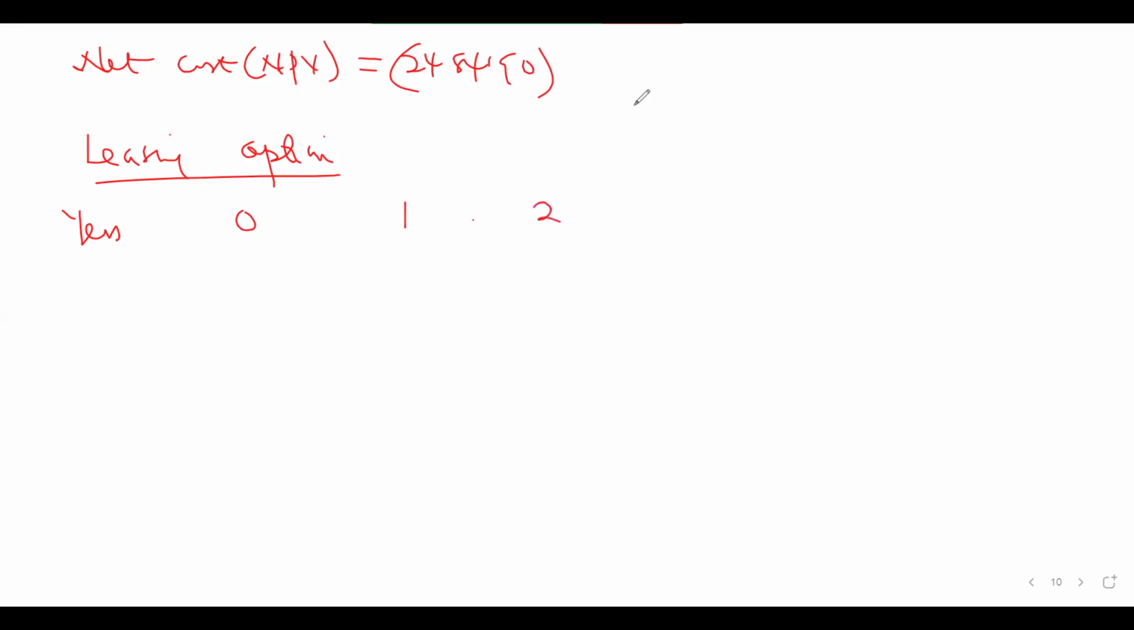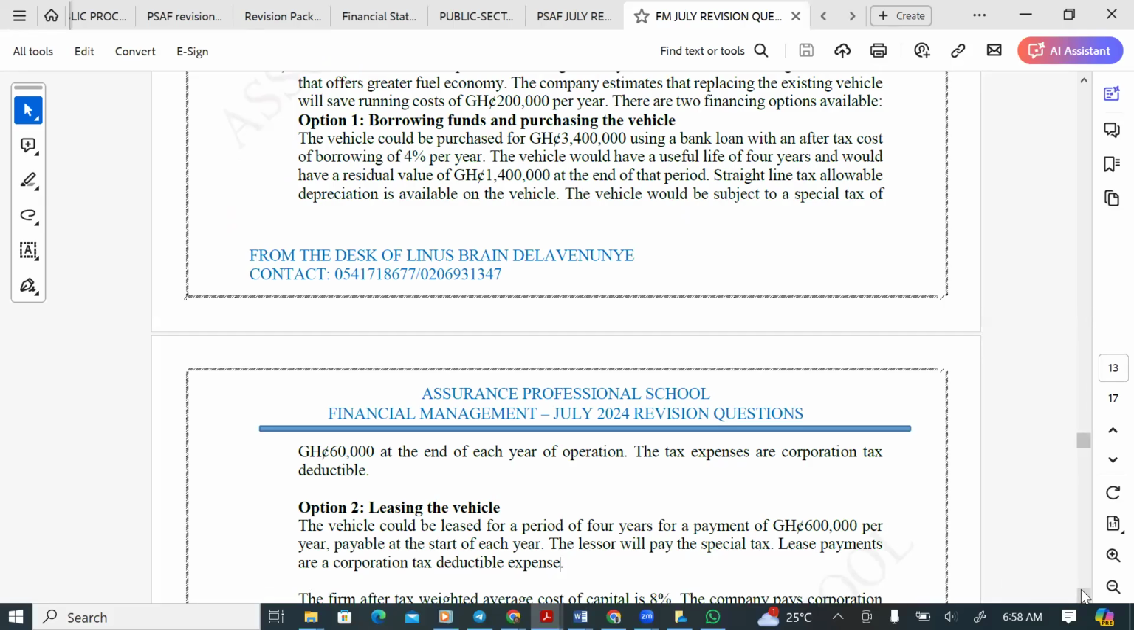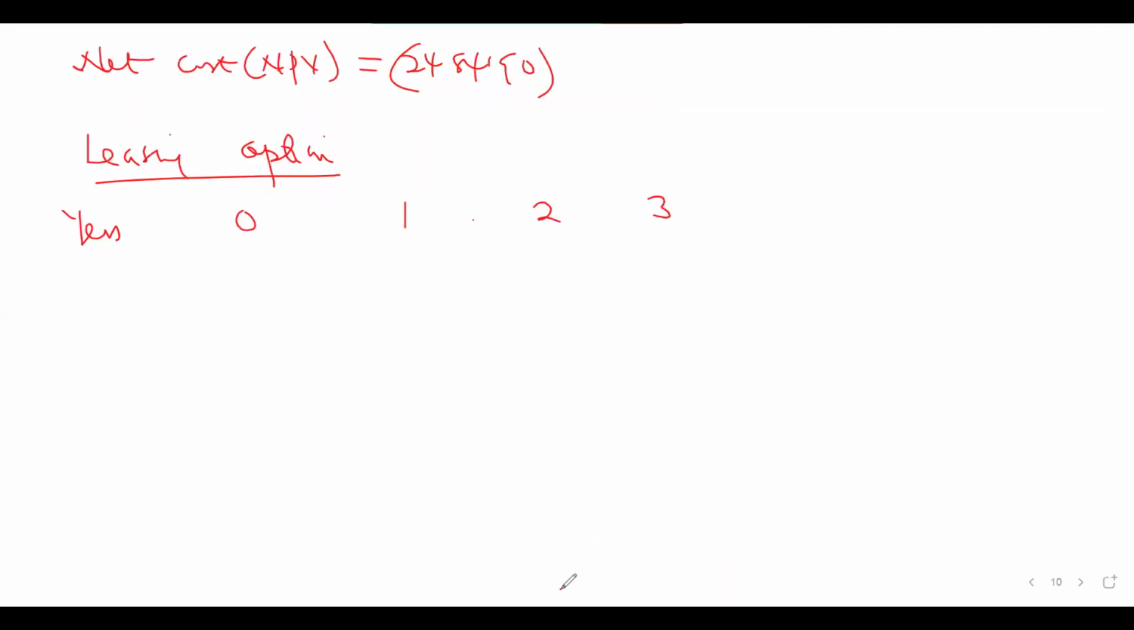Okay, let's look at how they are paying the lease rentals. So maybe year 0 might not be appropriate. Okay, 600 at the start of the year. So year 0 will be appropriate there. Yes, they are paying in advance. So they will pay now. That will be year 0. So 3, 4, and 5.